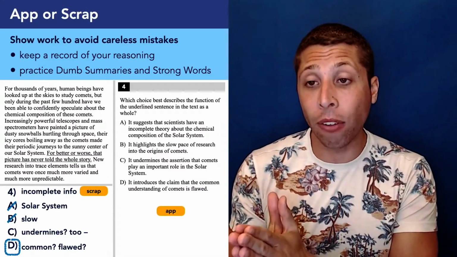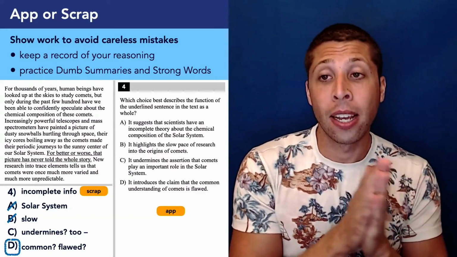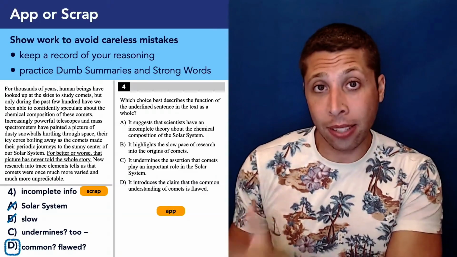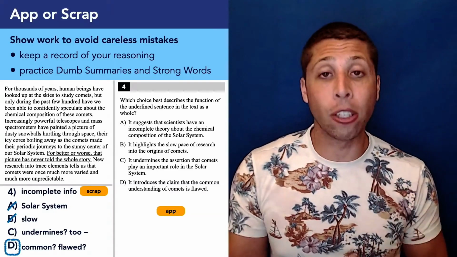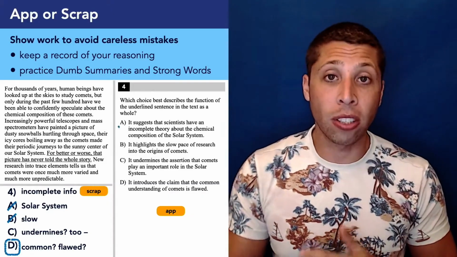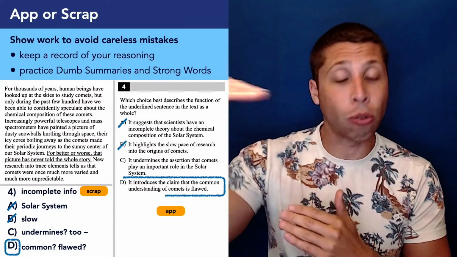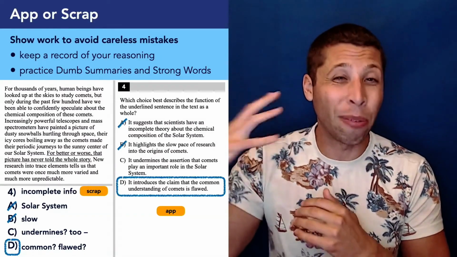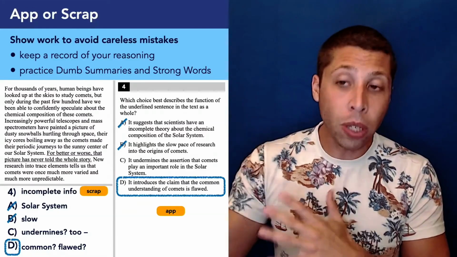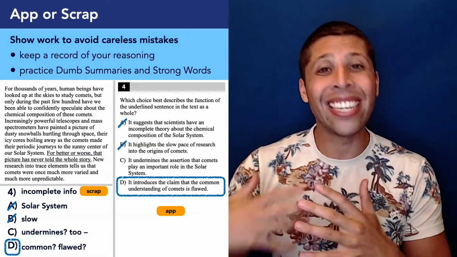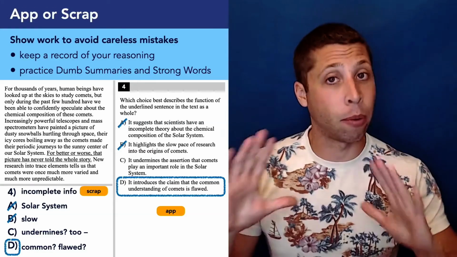On the test itself, especially if this were the real test, I would probably not write this out. I think this question is simple enough that I could do it in my head. I'd probably just use the cross-out feature to cross out A and B as I read them because I was really confident they were wrong. I wouldn't have crossed out C right away, but when I read D, I would have thought, okay, that feels like the right answer, and I would have just circled it.